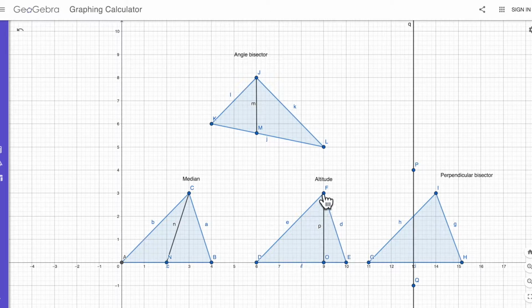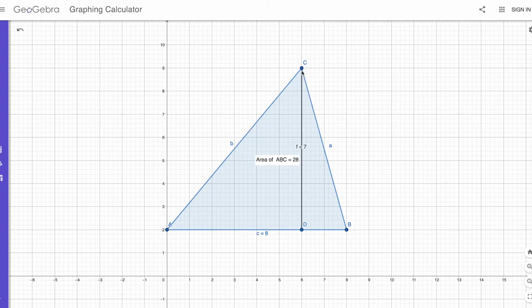Now, the altitude stems from the vertex and forms a 90-degree angle perpendicularly with the opposite side. A perpendicular bisector bisects a line, which means halves it into two sides that are exactly the same, and also forms a 90-degree angle, thus the perpendicular. And the angle bisector is when the angle is split evenly into two by this line. These are the four lines that we'll be talking about today.